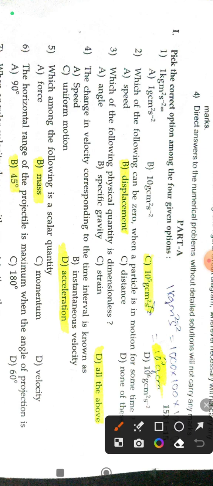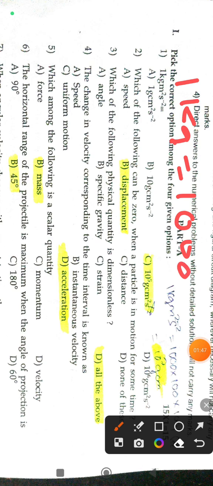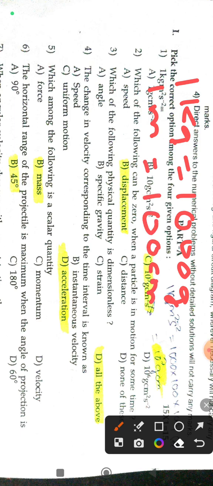Here kg is converted into grams, and meter is converted into centimeter. So how do we solve this type of problem? We know that 1 kg equals 1000 grams, and 1 meter equals 100 centimeters.